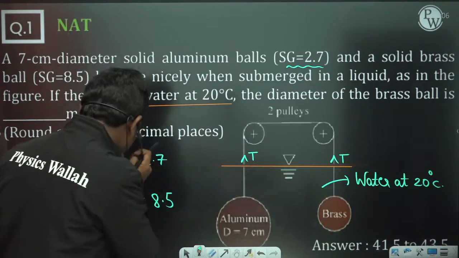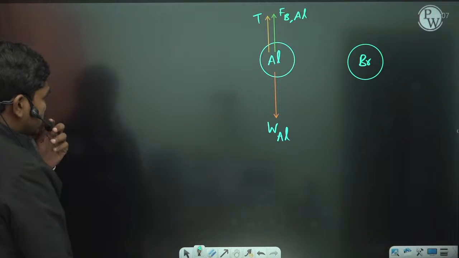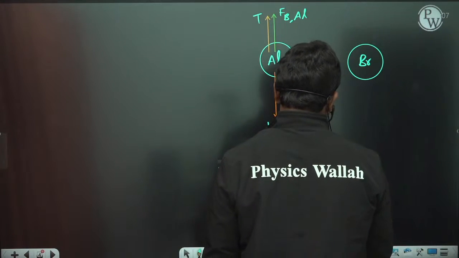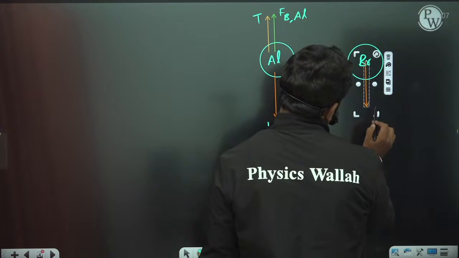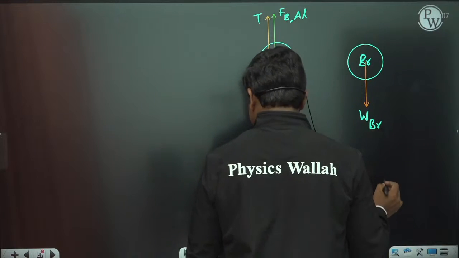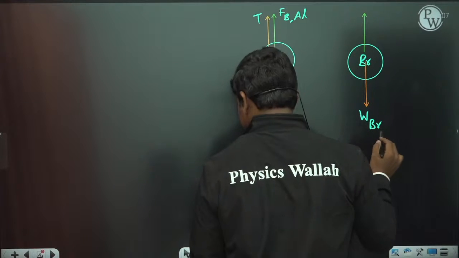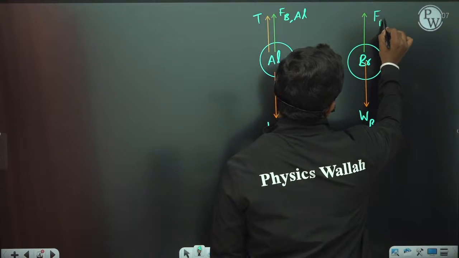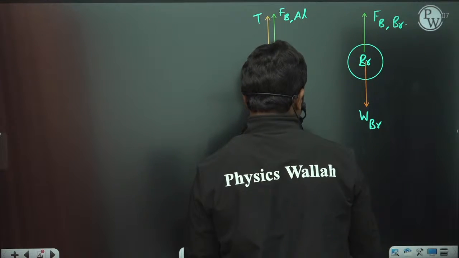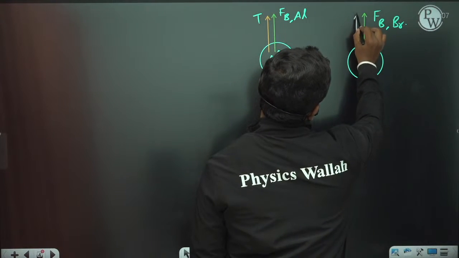So if you see, this is water at 20 degrees Celsius. Similarly, for this brass ball, the weight of the ball is acting in the downward direction, which is the weight of the brass ball. Next, buoyancy on this is acting in the upward direction, so F buoyancy on this, and of course you have this tension force T also.